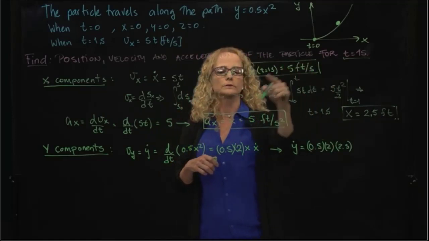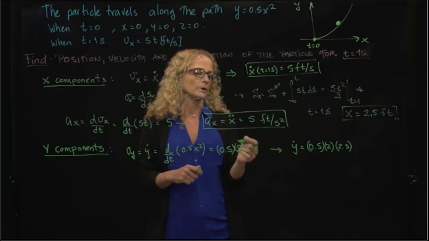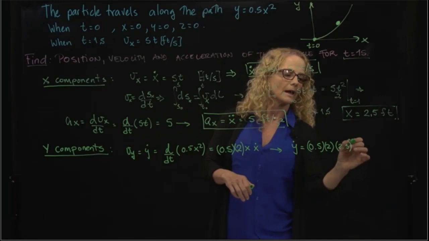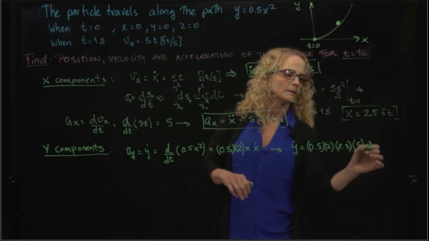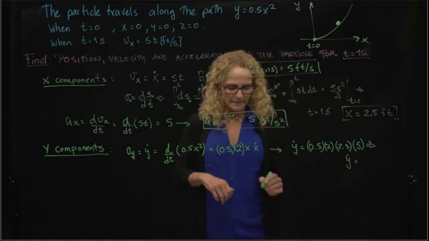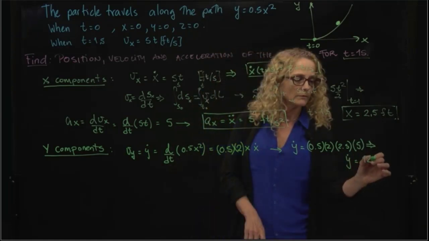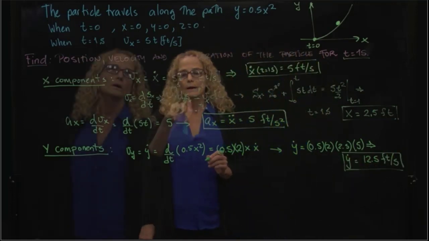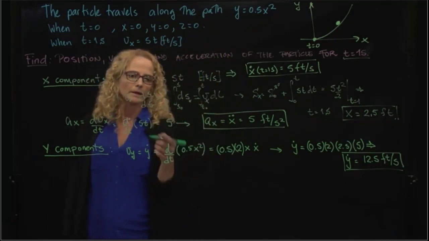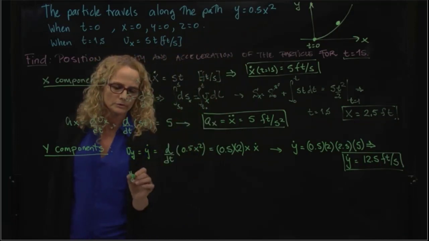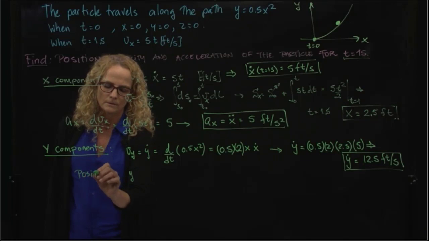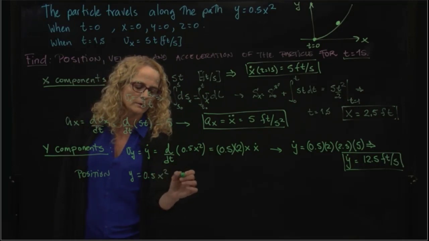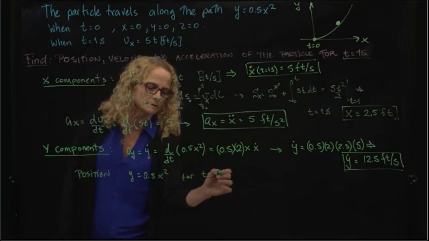So we have the position, the velocity, and the acceleration in the x component. Here we have 0.5 times 2 times 2.5 times 5. So finally, we get that our velocity is equal to 12.5 feet per second. The position is easy because it's given, but at the end we want all the values, right? So the position is y equals 0.5 x squared for t equals 1 second.